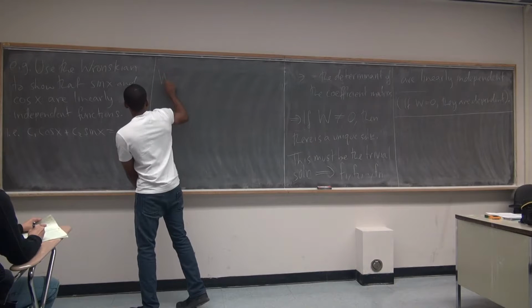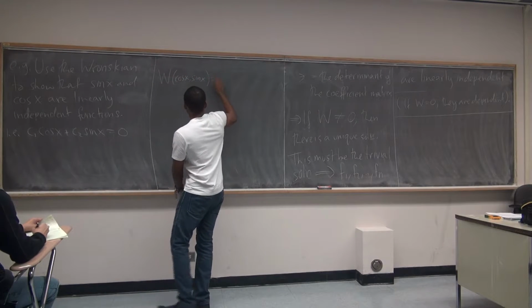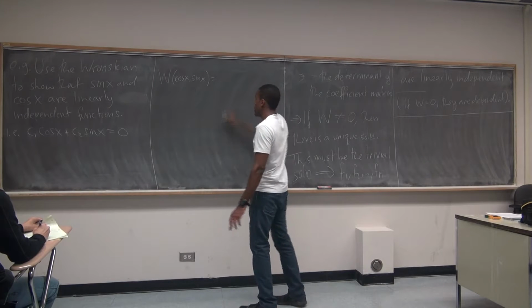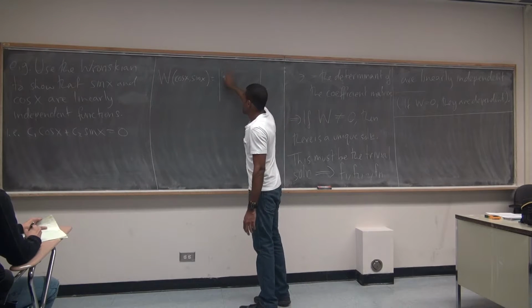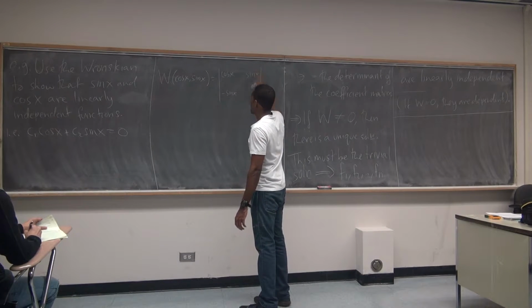So here, the Wronskian of cosine and sine would look like what? It's just going to be a 2 by 2 matrix. So there's the sine, cosine, its derivative, minus sine x, and then sine, its derivative, it's that determinant.